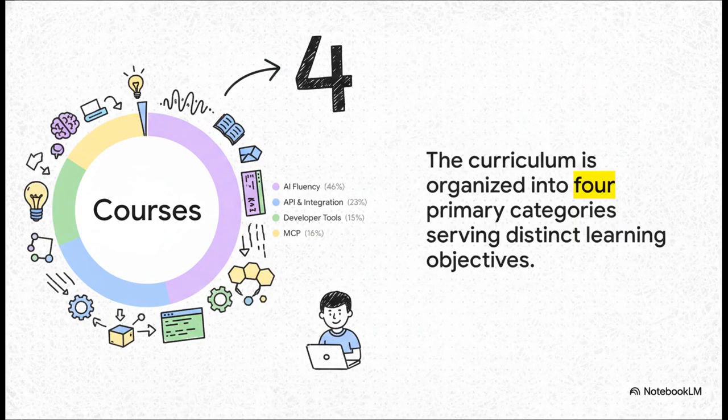And they've organized it all really smartly into 4 main buckets. You've got AI fluency, which is great for getting the basic concepts down, but for us developers, the real magic is in these other 3. API and integration, developer tools, and MCP. And just a quick note on MCP, that stands for Model Context Protocol. Think of it as the way you connect Claude to external tools, which is incredibly powerful. This is where you really start to get your hands on the code.